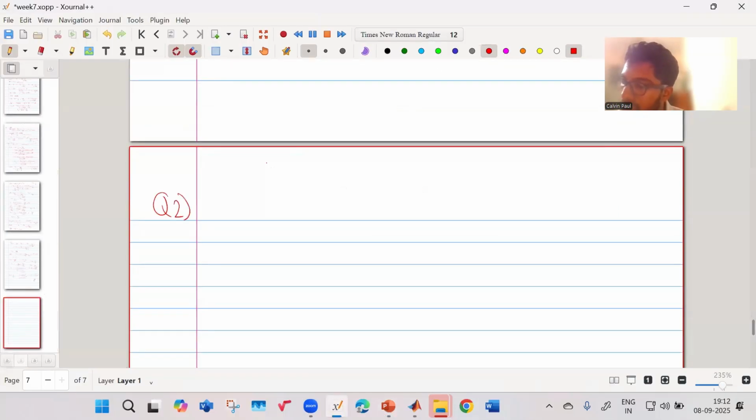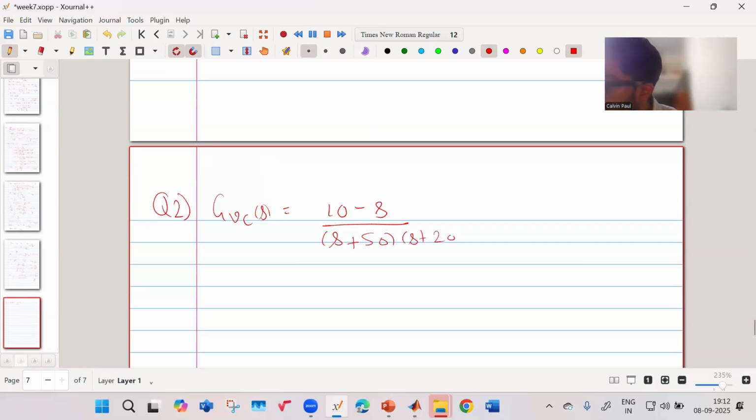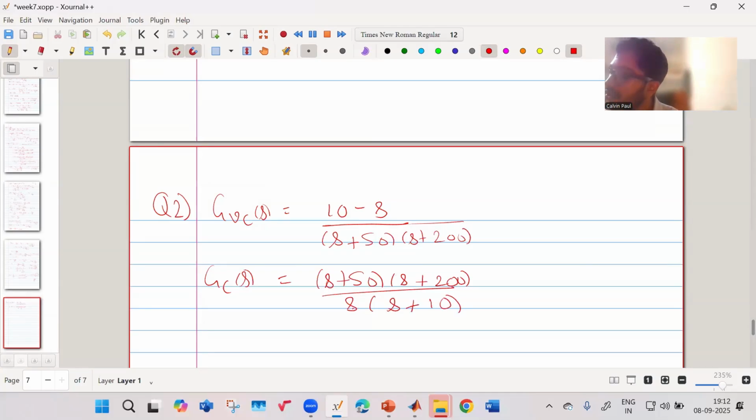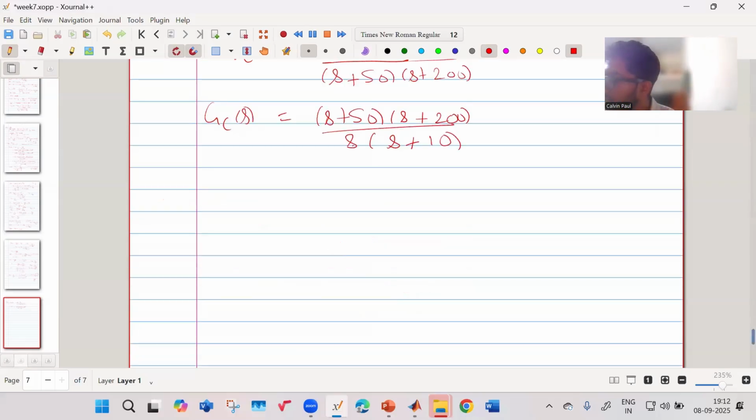So we'll go for question 2. The G_VC of S is given by 10 minus S over S plus 15 times S plus 200. Okay. Now we have to design a controller. So we will design the zeros to cancel the plant poles. Then we design an integrator to get infinite DC gain. And then we place our pole in coincidence with the RHP zero.